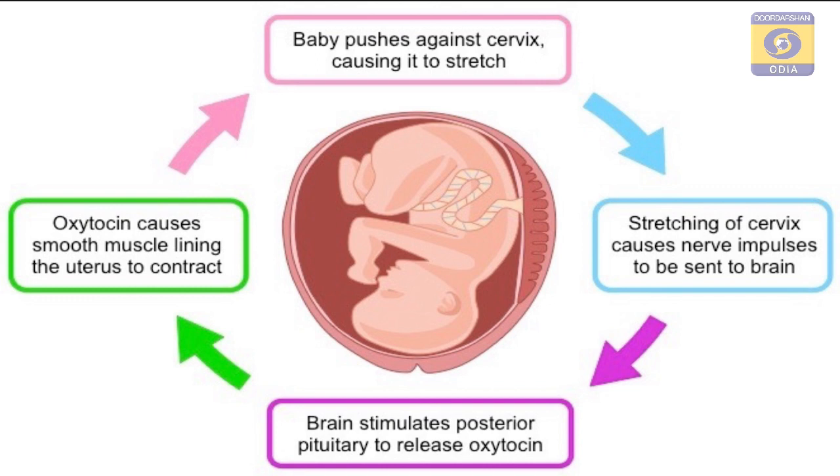Now, this baby will push against the cervix and it will cause cervical stretching. Now, the stretching of the cervix will cause nerve impulses to be sent to the brain. This is neuroendocrine. So, these nerve impulses will be sent to the brain, and brain will stimulate the posterior pituitary to release oxytocin. Oxytocin will cause smooth muscle lining of the uterus to contract. Oxytocin contraction will trigger further contractions until the baby is completely pushed out of the birth canal. So, by this we come to the end of parturition.